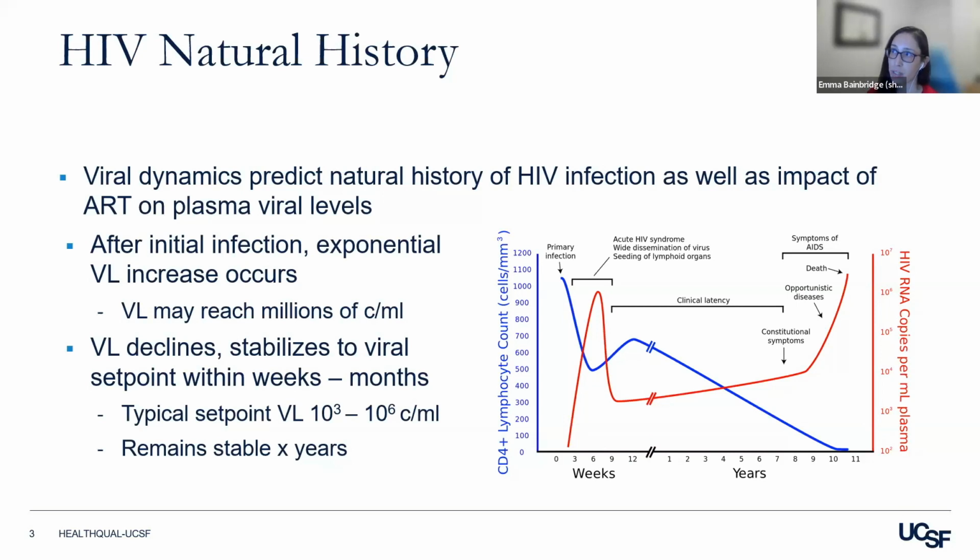And it's important to know that if you start with a higher viral set point, that often suggests a more rapid progression to AIDS, unfortunately. And so usually patients will remain stable at a certain viral set point for many years. And then on average, you progress to AIDS around a decade after your infection. And that's when you'll see your viral load start to rise again while your CD4 count is declining.